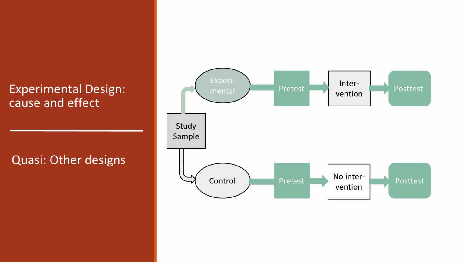Therefore, changes from pre-test to post-test that appear in the experimental group but not the control can be reasonably attributed to the intervention. There are several variations in this basic design. There can be more than one experimental group. Another design is referred to as a post-test only control group design.